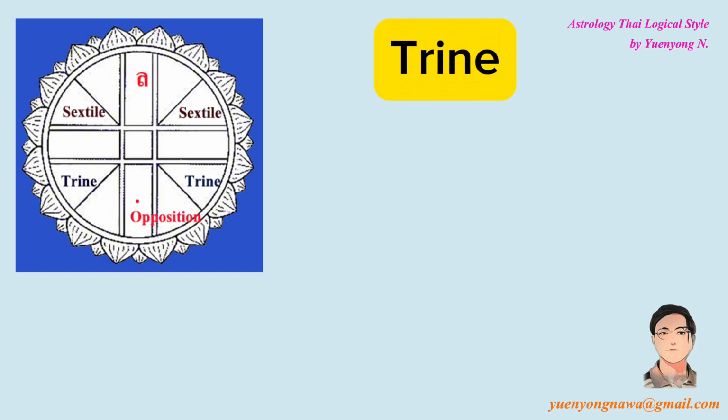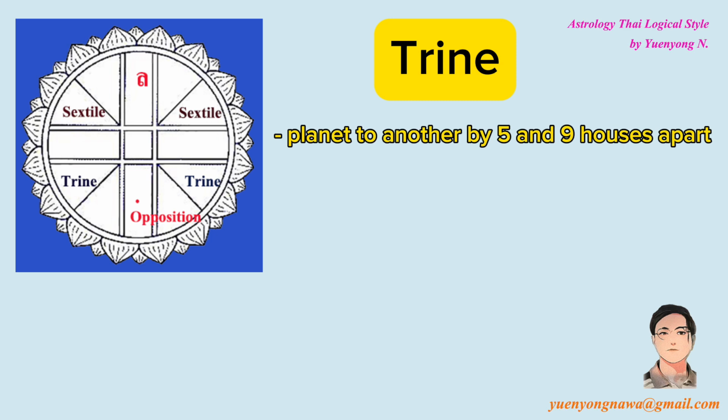Trine. Trine can be determined by counting from a planet to another by 5 and 9 houses apart. These planets are considered in trine. They will enhance each other up to 50%.